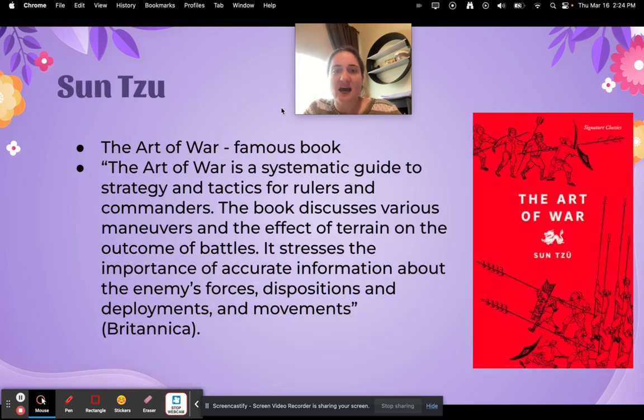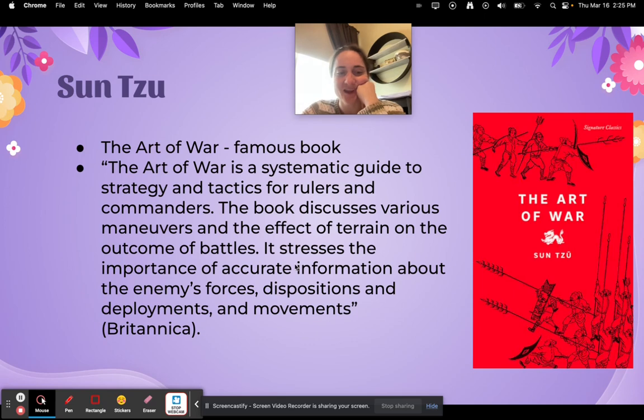So The Art of War is his famous book that he wrote. You can buy it still today. Actually, Costco sells it. That's interesting. The Art of War is a systematic guide to strategy and tactics for rulers and commanders. The book discusses various maneuvers and the effect of terrain on the outcome of battle. It stresses the importance of accurate information about the enemy's forces, dispositions, deployments, and movements. I didn't quite know how to summarize that, so that's why I just put it in a big quote.